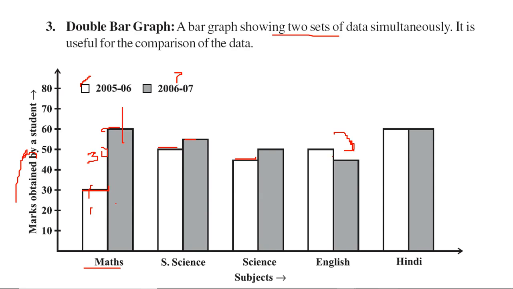If you see English, it's around 50 and this is around 45, I guess. Yeah, 45. So 50 and 45. The marks in English have dropped in 2006-07 by 5 compared to 2005-06, and in Hindi the marks remain the same.